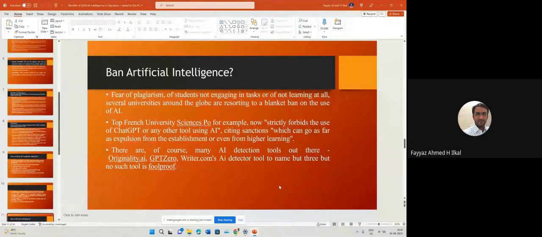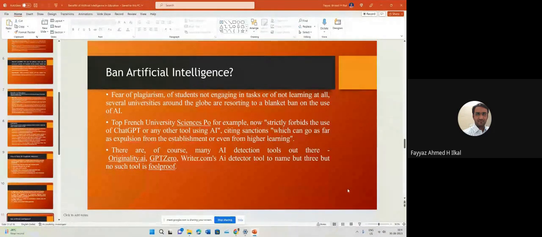For example, a top French university, Sciences Po, now, I quote, strictly forbids the use of ChatGPT or any other tool using artificial intelligence, I unquote. Meanwhile, there are, of course, many artificial intelligence detection tools as well. Please note it down. There are even some tools which can detect that a particular assignment has been written with the help of these artificial intelligence platforms, which I have already mentioned earlier.